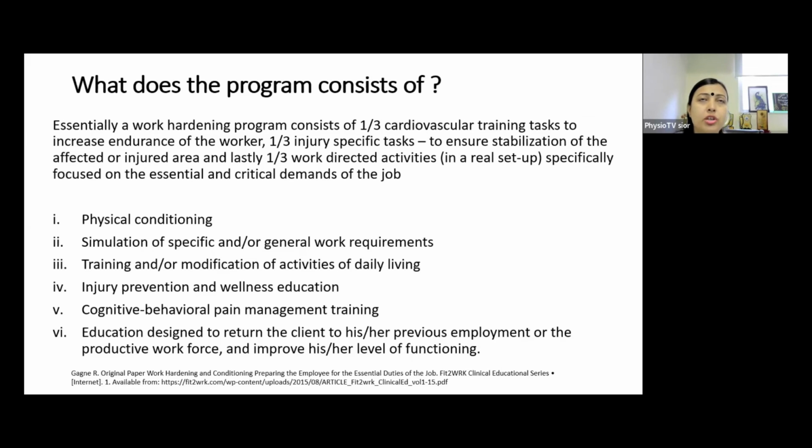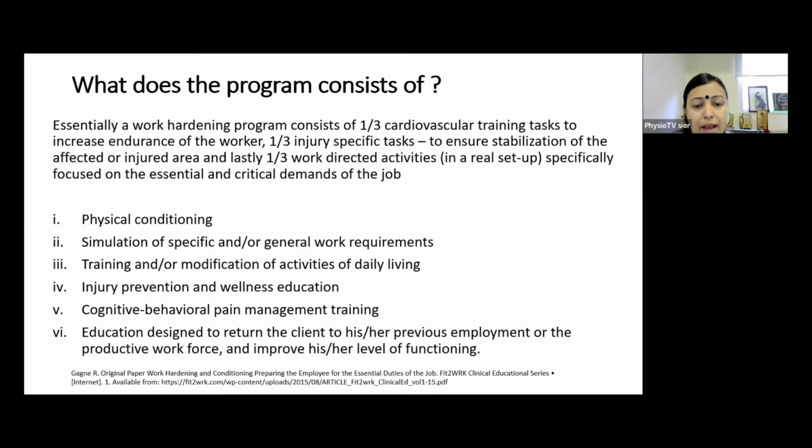And wellness education, so to keep the worker positive all the time, because a lot of times during the program the worker may get demotivated or may get quite negative regarding the condition which he or she is going through. So a lot of time wellness education and prevention education has to be given time to time.